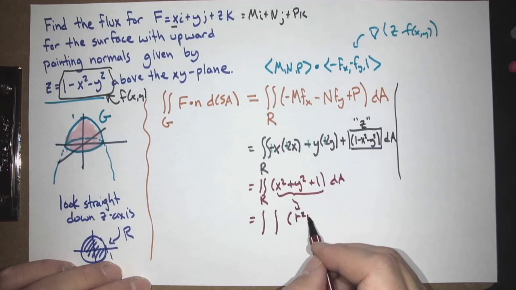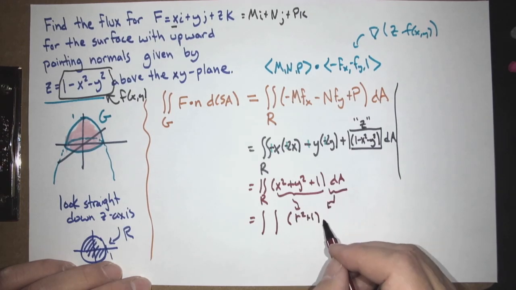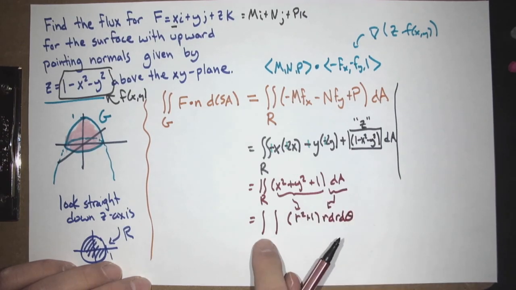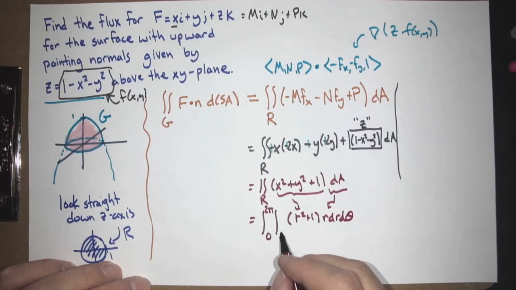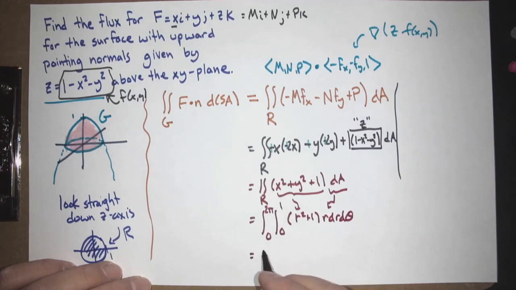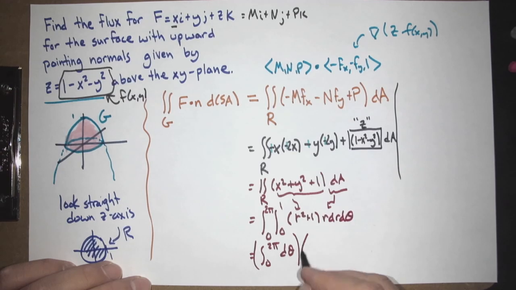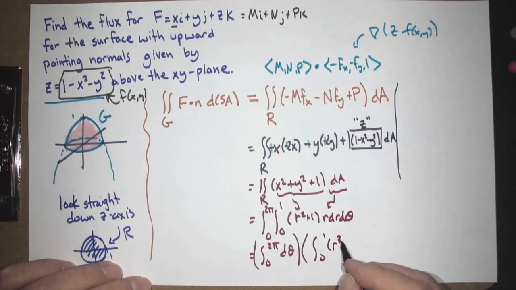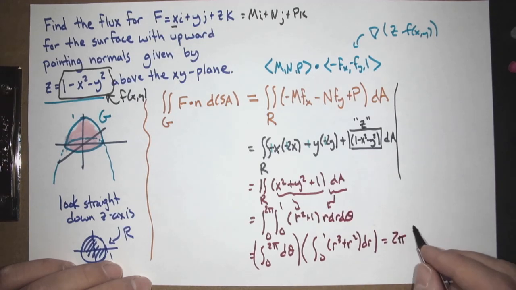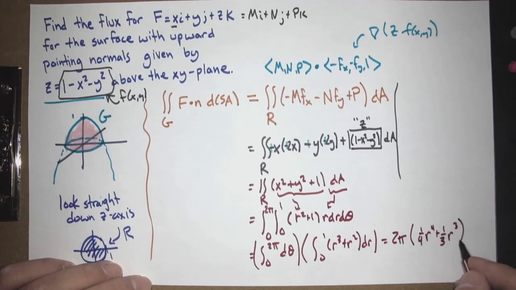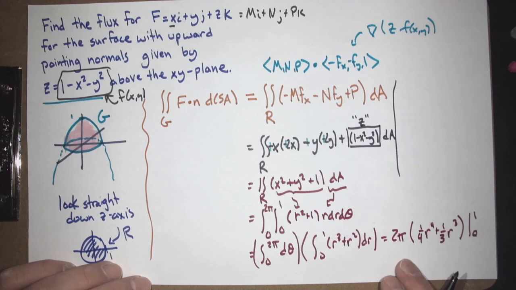So, in polar, what are we integrating? r squared plus 1, dA, r dr d theta. Theta goes 0 to 2 pi, r goes 0 to 1. Now you can break this up into two integrals, 0 to 2 pi d theta, and 0 to 1 of r cubed plus r squared dr. The first integral, no surprises, 2 pi. The second integral is 1/4 r to the 4th plus 1/3 r cubed. Evaluate that from 0 to 1.